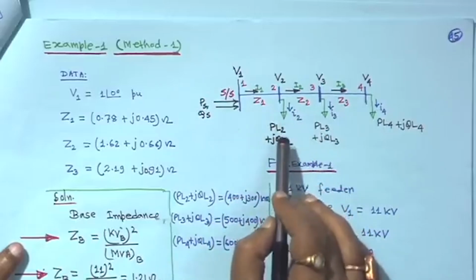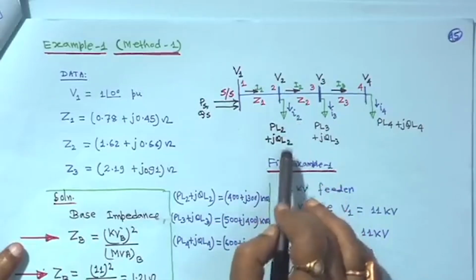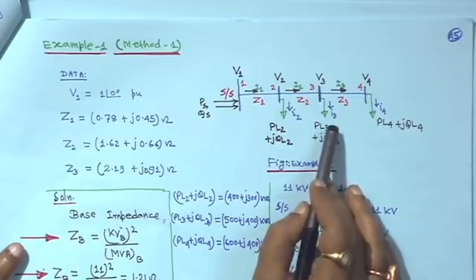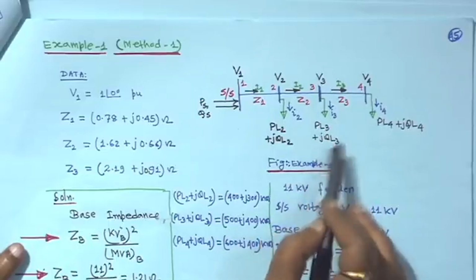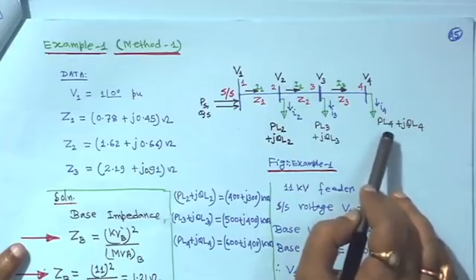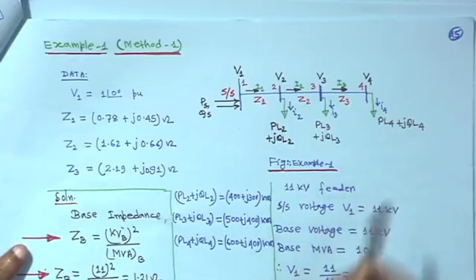And every load is there, PL2 plus jQL2. The current going through this load is I2. PL3 plus jQL3, the current going through this load, our load is drawing current I3. Similarly, the current going to the load is I4, that is PL4 plus jQL4.